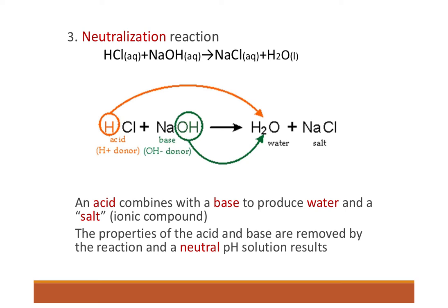And then we have a certain type of double replacement reaction, which is known as a neutralization reaction. This happens when an acid combines with a base, and you get out water as one of your products, and then the two leftover ions combine together to make a salt, which is just an old-fashioned word for an ionic compound. The properties of the acid and the base, the low pH for the acid and the high pH for the base, are actually removed by this reaction. You end up with a neutral pH because water has a neutral pH. And so that's why it's called a neutralization reaction, an acid-base reaction.